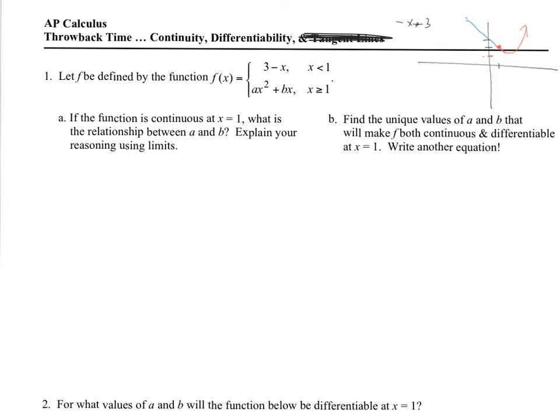If the function is continuous at x equals 1, what is the relationship between a and b? Explain your reasoning using limits, our favorite. Let's do it. If I'm using limits, then I know that basically the functional value from the left side has to equal the functional value from the right side. But because my function isn't defined for the first piece when x is equal to 1, I have to use a limit to express that. So the limit as x is approaching 1 from the left of my function has to equal the limit as x is approaching 1 from the right of my function.